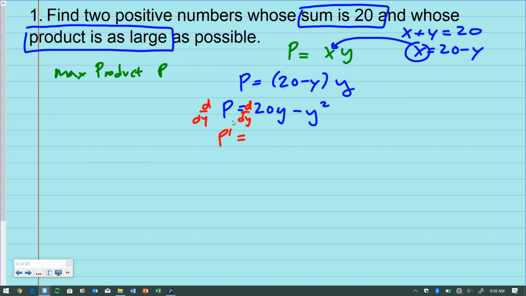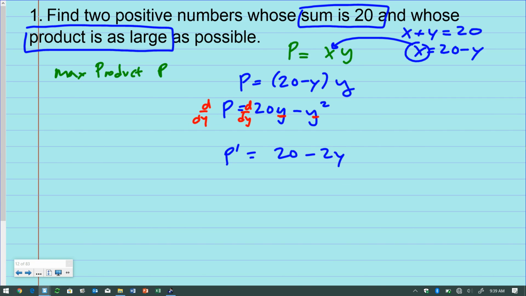So you don't need to introduce a t. Whatever letter you have, you just take the derivative with respect to that letter. So here we have y, we'll just take the derivative with respect to y. Because of that, I just changed my prime. I don't leave the dy because it's not as important as it was in related rates. And this will be just 20 minus 2y. You guys see how easy that was? It's a little bit easier than related rates.